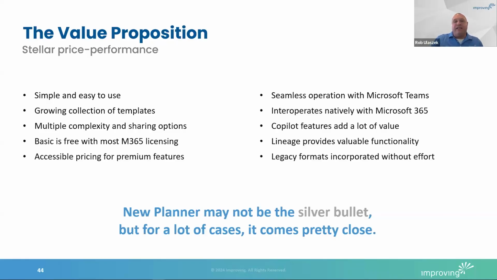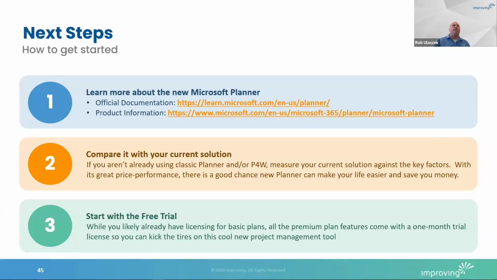So that you're convinced, how do you get started? It's easy as 1, 2, 3. First, learn more about it. There's a lot of things that's continuously evolving. We have the link here for the official documentation and then the product information. Next, compare with your current solution. If you aren't already using Classic Planner or P4W, measure it against whatever solution you're using right now with those key factors. With that great price performance, there's a pretty good chance Planner can make your life easier and save you money. And finally, start with the free trial. Well, you probably already have the licensing for the basic because it's free. All those premium plan features come with a 1 month trial, so you can kick the tires on this cool new tool.